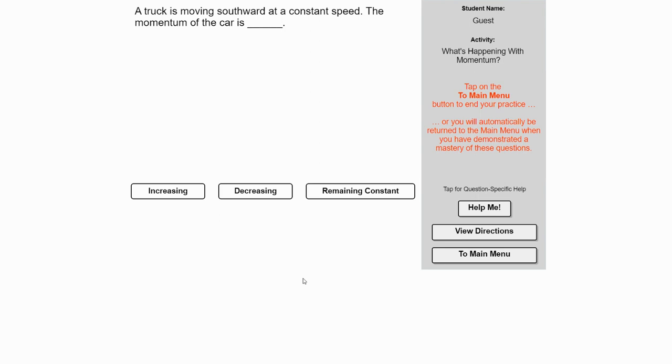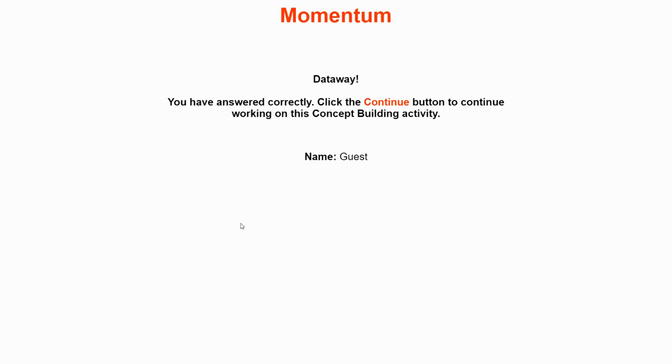All right. So if you saw something moving northward, we could say that would have a positive momentum value, where if something is moving southward, we could say it has a negative momentum. If we got into the fact that they were going to be in a collision, but without that being in here, okay, constant speed should be remaining constant.